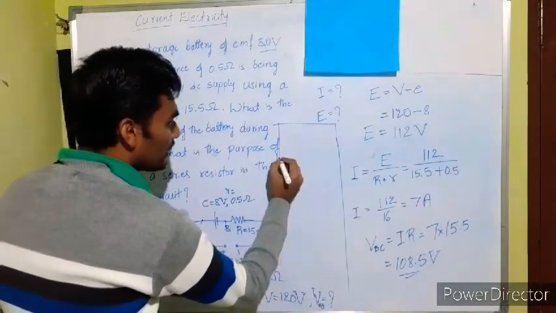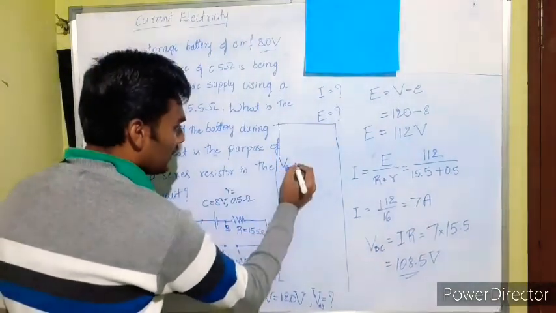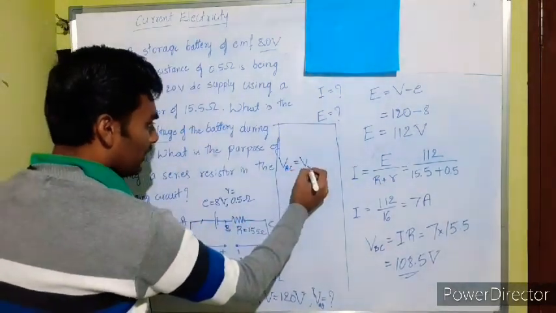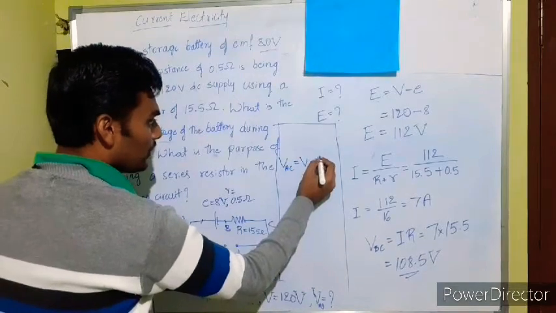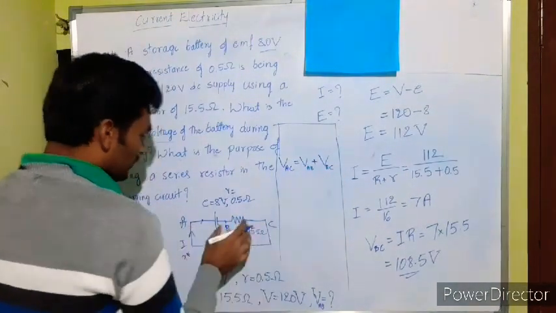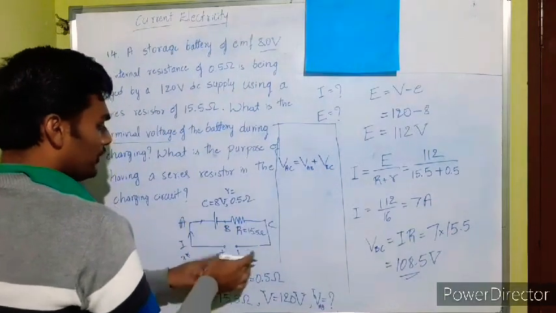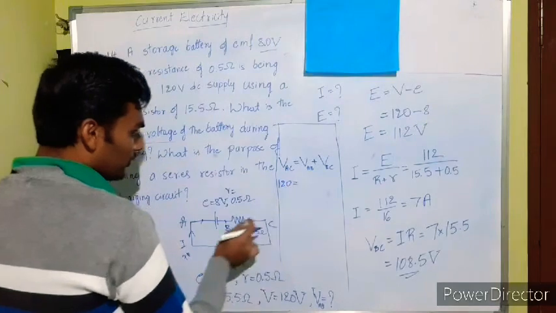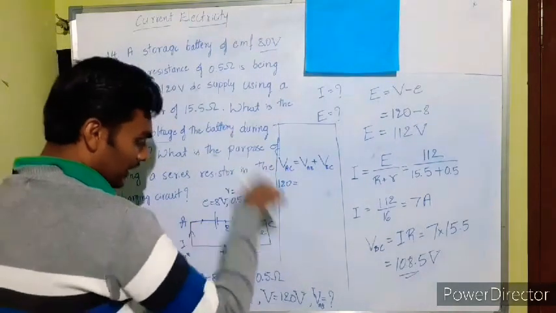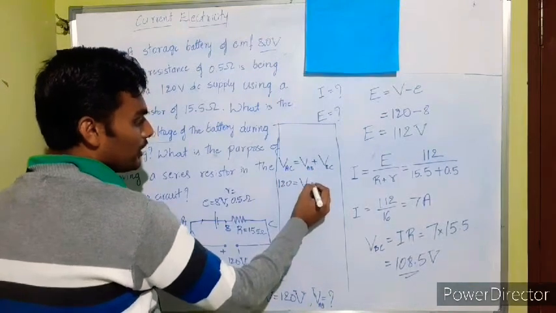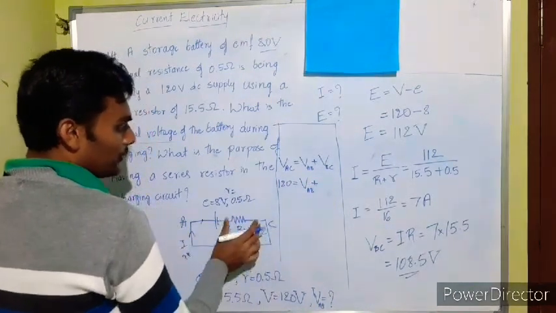Observe carefully. Voltage across AC is equal to voltage across AB plus voltage across BC, right? What is the voltage across AC? 120 volt supplied, so it is 120. What is voltage across AB, which has to be found? That itself is the final result required, plus what is voltage across BC?